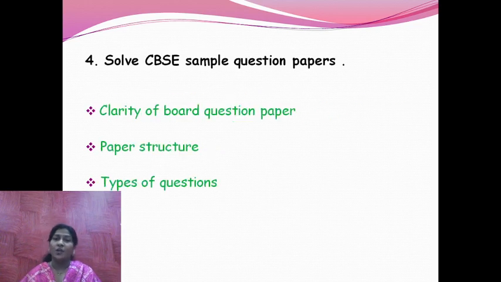Your fourth tip, solve as many CBSE sample papers as you can, students. Every year CBSE releases the sample paper. There are two purposes for releasing this sample paper. First, you should have clarity about the board question papers. What will be the type of board question paper? What is the paper structure? What type of questions will be asked? And the second purpose is that, student, at a glance you yourself can anticipate what the board paper will be if you solve the sample papers on a regular basis.